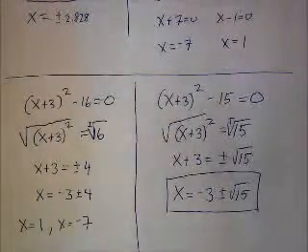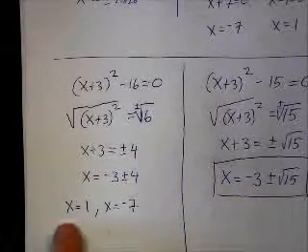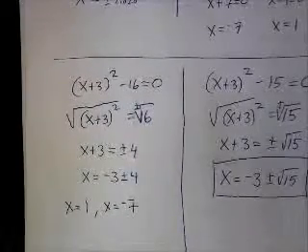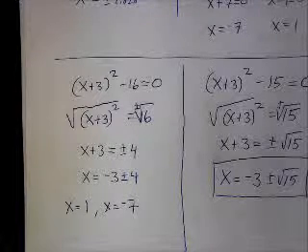On the problem on the left, the answers came out to be nice, so I simplified them. On the problem on the right, it's not nice. The square root of 15 is not a nice number, so I leave my answer looking just like that. Questions on that?